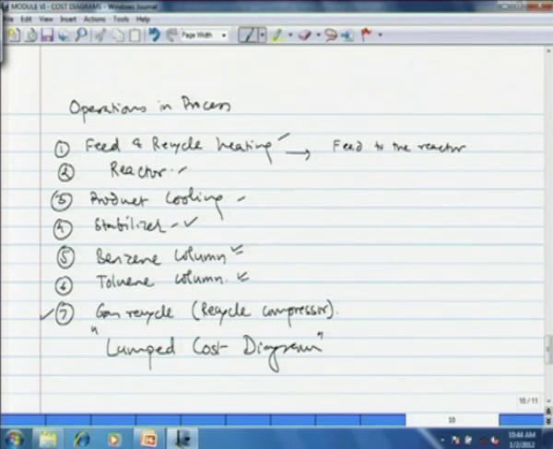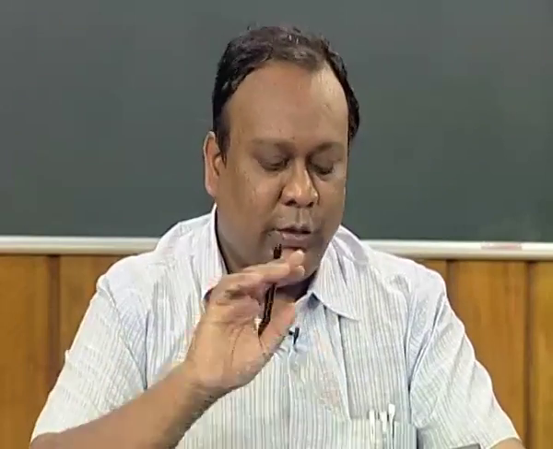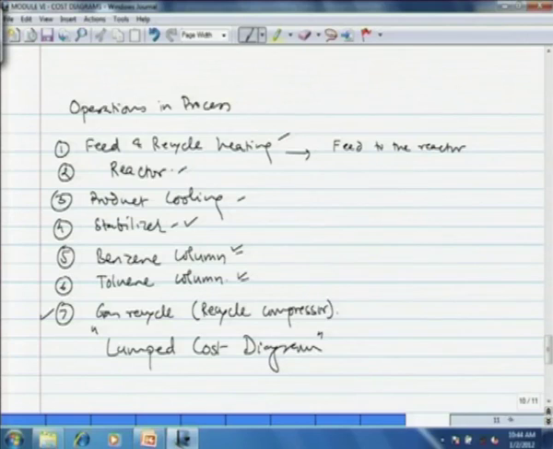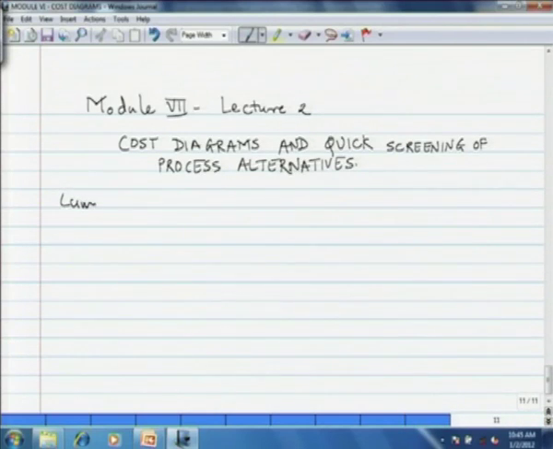And finally after the columns we have a gas recycle loop. Here obviously we also have a liquid recycle loop, as you saw that a recycled toluene heater was there, but toluene is a liquid, and therefore recycling of toluene is not a cost intensive operation. You can use a simple pump which you can buy for a few $1,000s. So liquid recycle is not cost intensive, so we do not consider it in this particular process. Let us see how we can develop a lumped cost diagram. That is today's exercise, development of the lumped cost diagram.